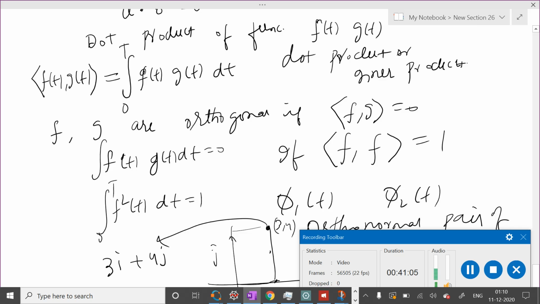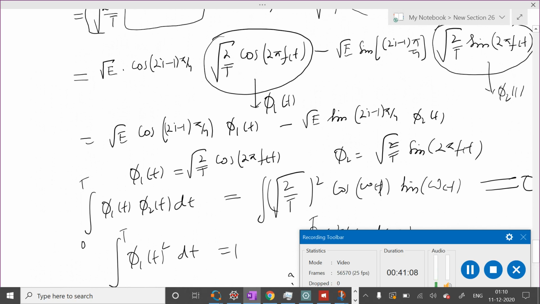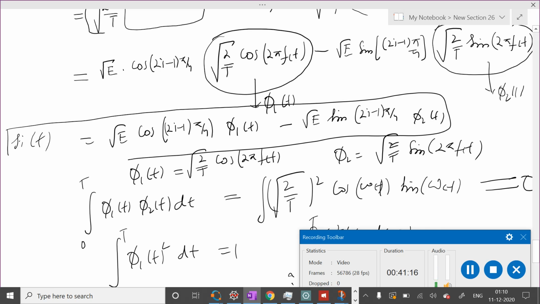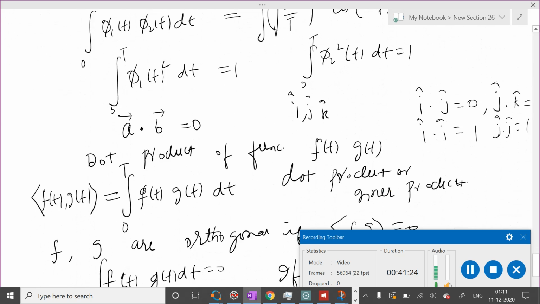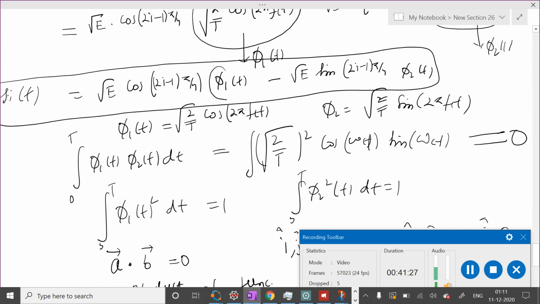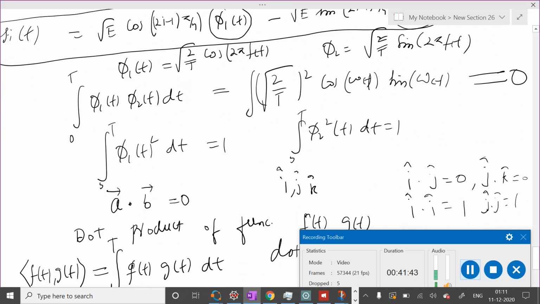Now you come back to this point. This is your Si of t. We think of phi 1 of t as a unit vector and phi 2 of t as a unit vector. So you can think of them as two axes, and then root E cos of (2i minus 1) pi by 4 and root E sin of (2i minus 1) pi by 4 are the points. It will become very clear what I am saying.